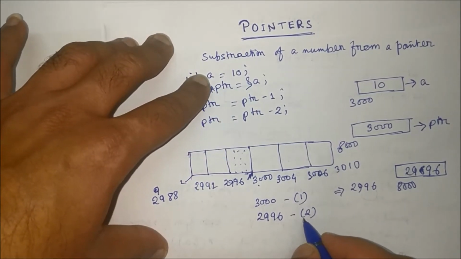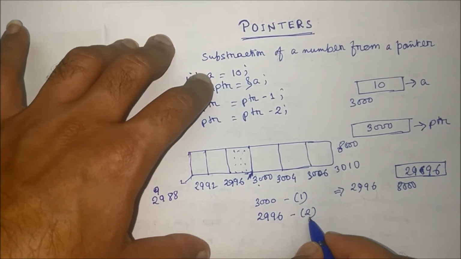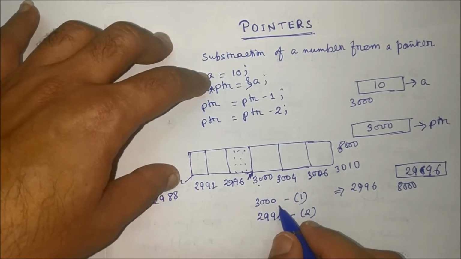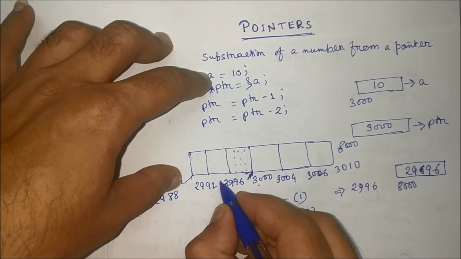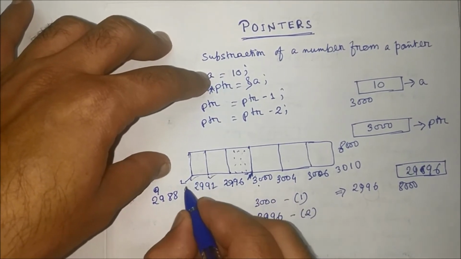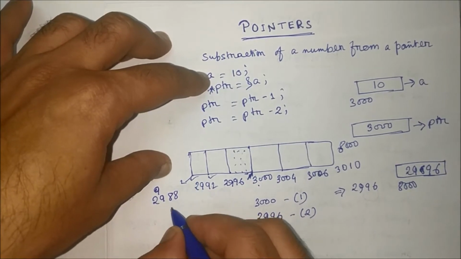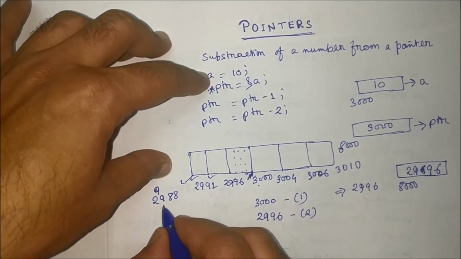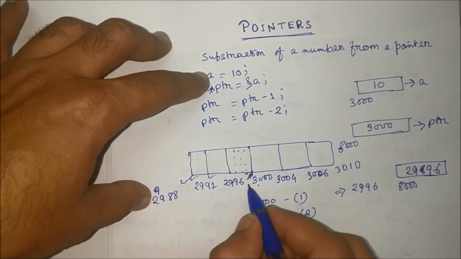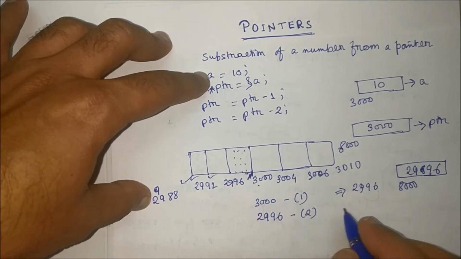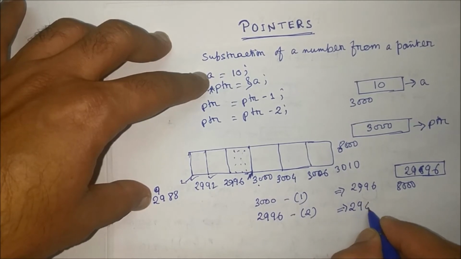This minus 2 will not just deduct from 2996. It will be nothing but the 2 previous locations where another integer variable can start. So this will be the first location and this will be the second location, right? This will be the starting location for another integer, yielding the result of 2988. So after deducting 2 from this pointer variable, the starting location for another integer will be the memory address 2988.